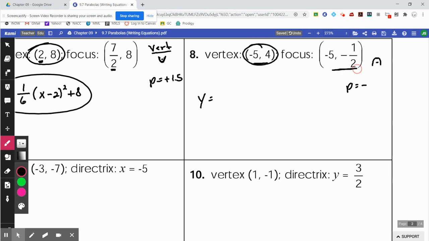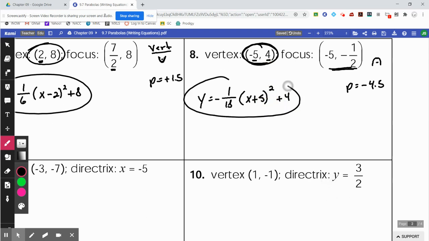The distance from here to here is that p-value. The -5 and -5, you don't really have to worry about. We're looking at the 4 and the -1/2. That's going to be a distance of -4.5. So therefore, we have y equals 1 over 4 times p. 4 times 4.5 is going to be 18. So it's going to be -1/18. Now just worry about your vertex. To move it to a -5, we're going to do x plus 5. And to move it up 4, we're going to tack on a +4 at the end, and there is your parabola.